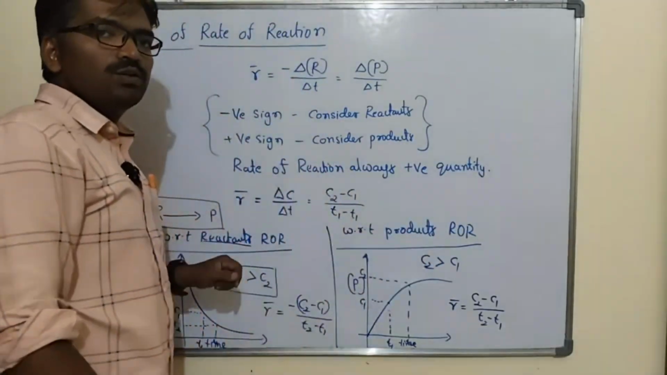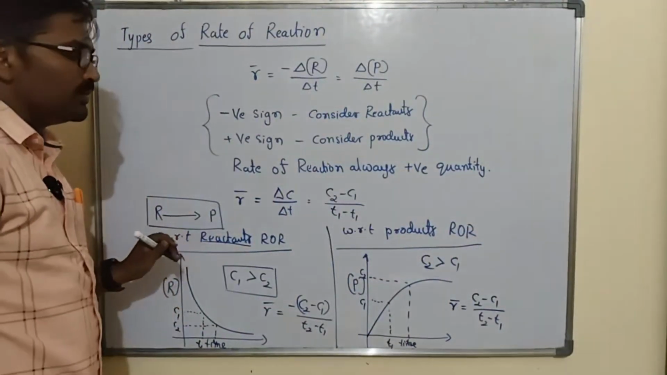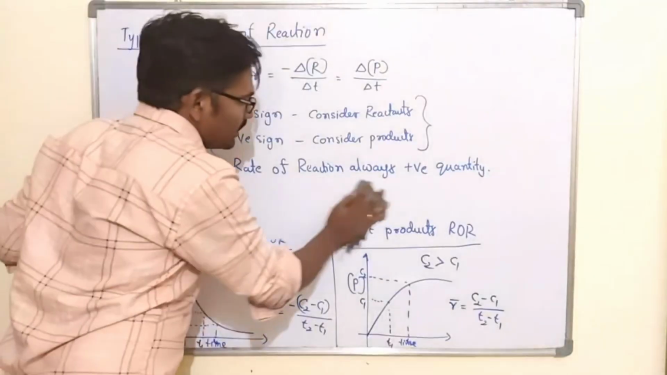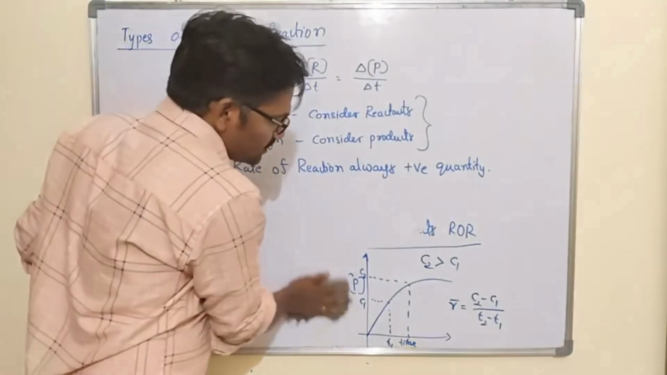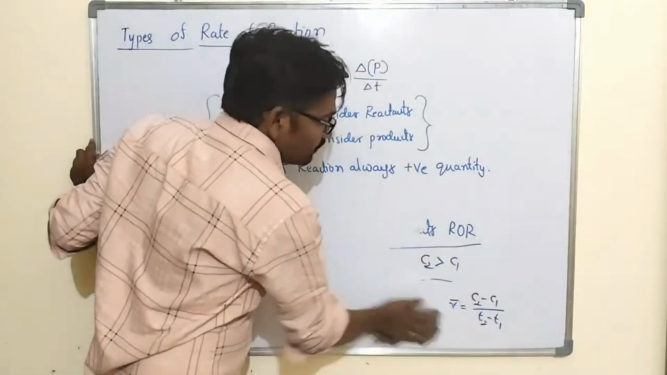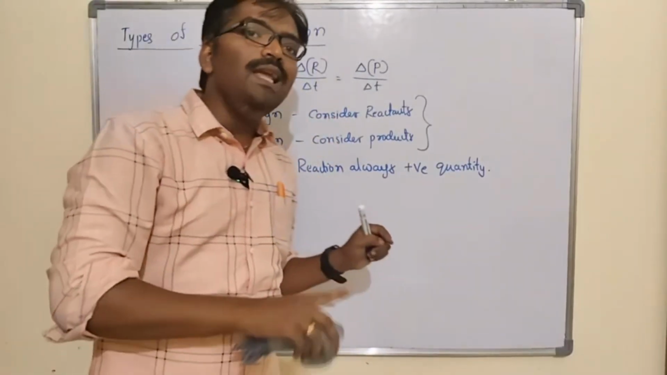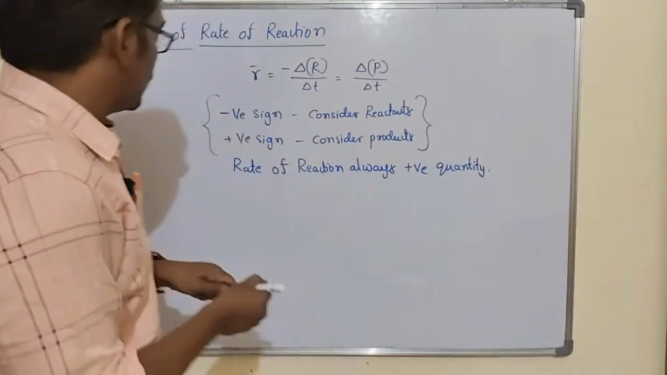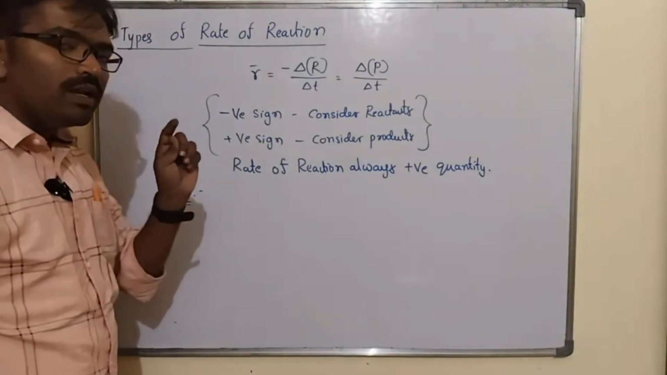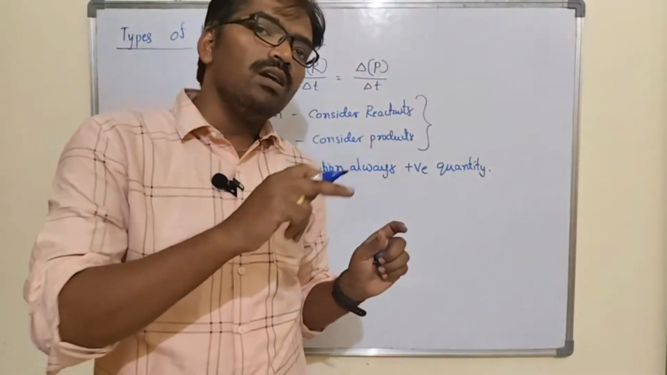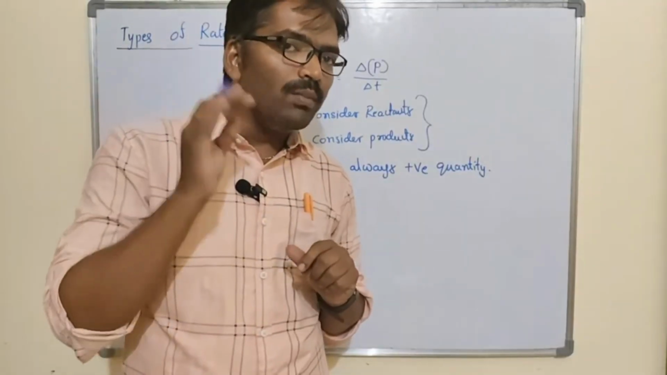Clear, my dear students? So the positive value only comes, whichever way we measure the rate of reaction, it is always a positive value. So remember one thing here: increasing the concentration of reactants or products with respect to time in the zero order reactions is in a linear manner. Note that point, it is very important. For zero order reactions, decreasing the concentration of reactants or increasing the concentration of products is in the linear manner.